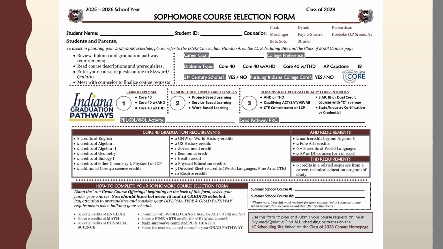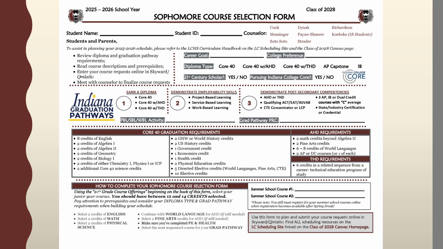Letting us know what you plan to do after you graduate will help facilitate your one-on-one individual scheduling conference that you'll have with your school counselor. We want to make sure that you've chosen the best courses to help you reach your post-secondary goals. Grad pathway and diploma requirements are listed as well for you to review while selecting next year's courses.